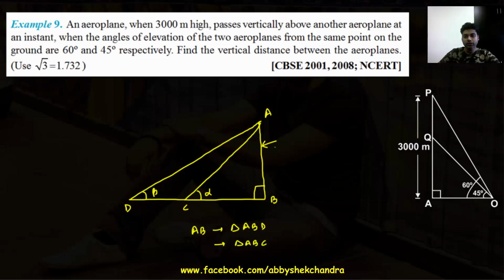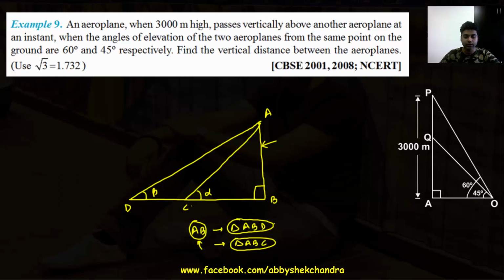So when we solve such questions, what we do is we calculate the value of AB from triangle ABD using sine, tan or cos, and again we calculate the value of AB using triangle ABC, again with the help of sine, cos and tan, and then equate these two values, right?